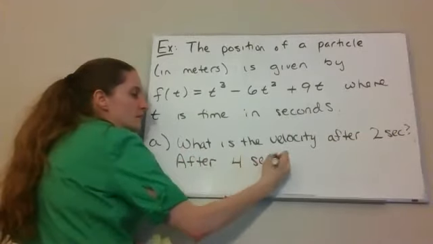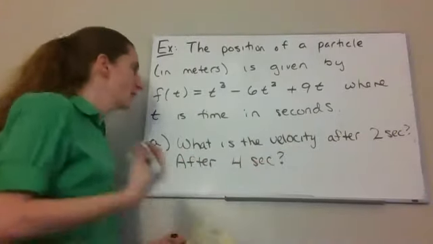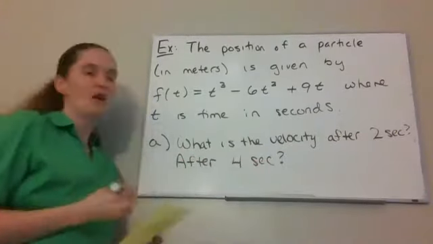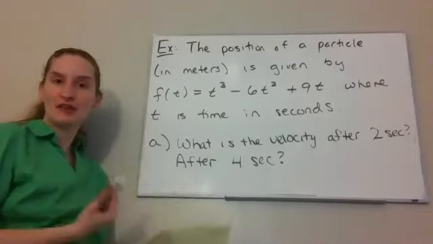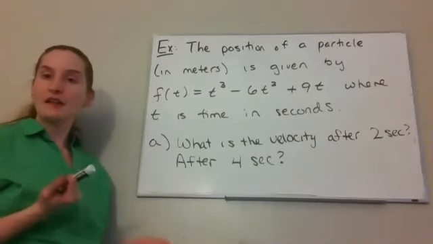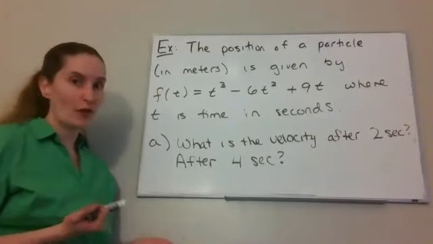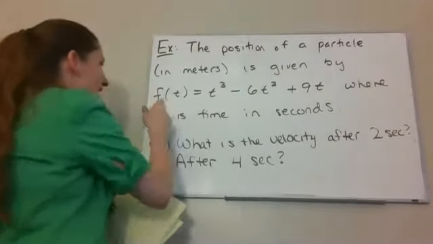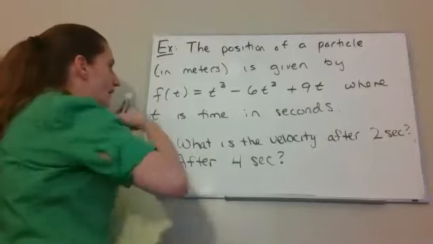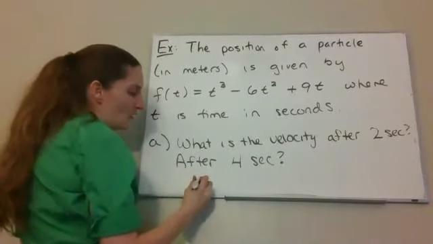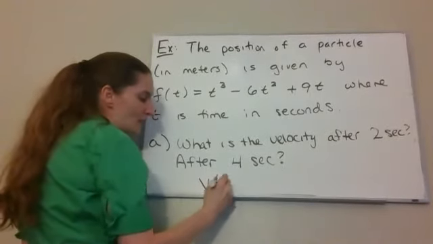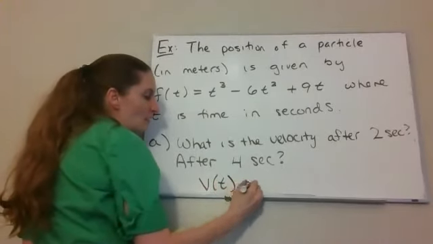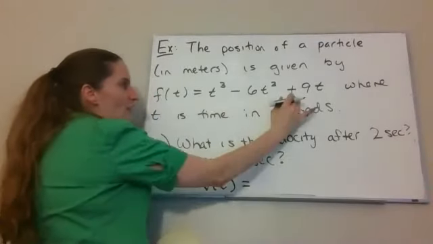Well, now we have to remember how we find the instantaneous velocity given a position function. The velocity is equal to the derivative of our position. So to find my velocity, I need to take the derivative of my function f. So my velocity is equal to the derivative of this guy.